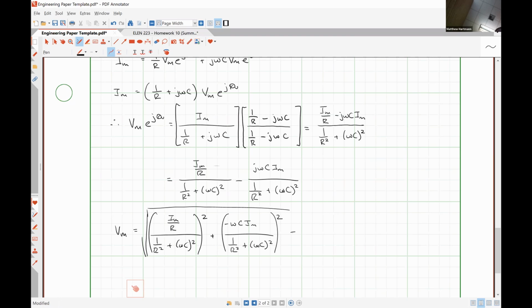So let's see what's going to happen with this guy. So we're going to have the square root of Im squared times 1 over r squared plus omega c squared divided by 1 over r squared plus omega c squared quantity squared. Is everybody okay with that mathematical operation?